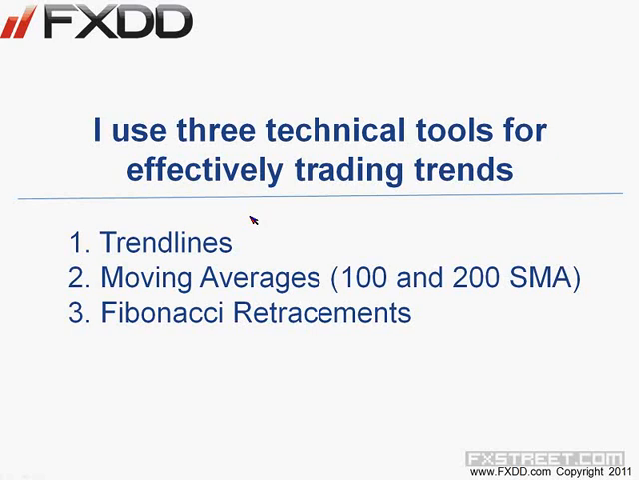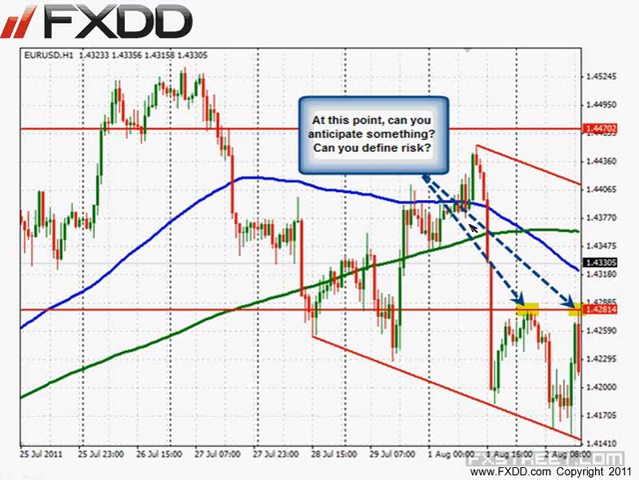I use 3 technical tools: trend lines, moving averages, and 100 and 200 Fibonacci retracements. For instance, let's take a look at this chart. This is at the beginning of this month where the volatility really started to take place. The market started to move up and down and up and down.